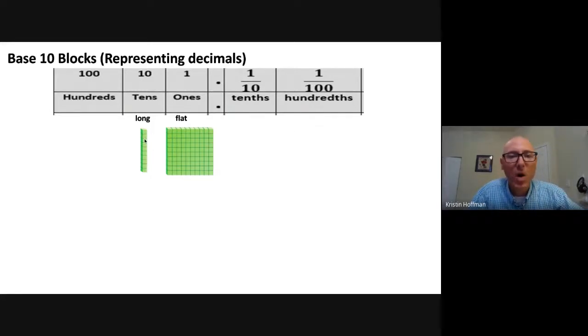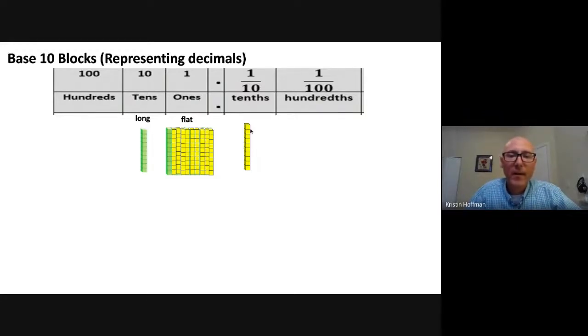We'll get there in a few moments, but let's go to the long next. So where would the long go? Well, the only place left is the tenths. So that makes sense because how many longs, again, fit in a flat? 1, 2, 3, 4, 5, 6, 9, 10. So if we take one of those, which would be 1/10 of 1, that makes sense. 1/10. Slide it right over here.